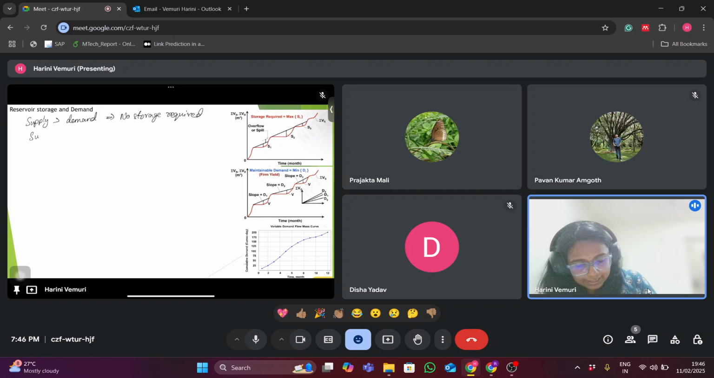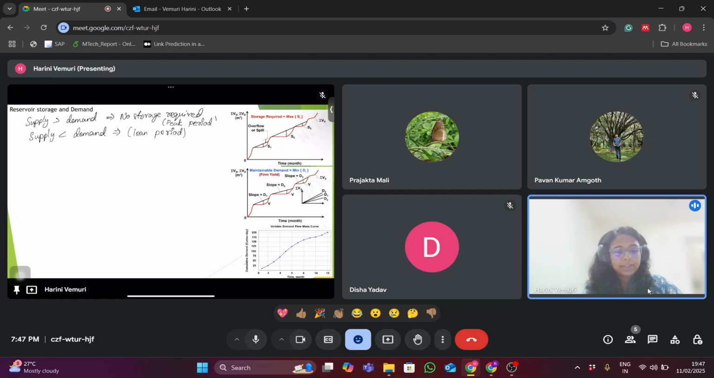But if supply is less than demand, we need to store water in the previous month so that it can accommodate the demand in this particular month. This is called the lean period. And when the supply is more than the demand, it is called the peak period. So first we will have a graph between cumulative supply and demand versus time.